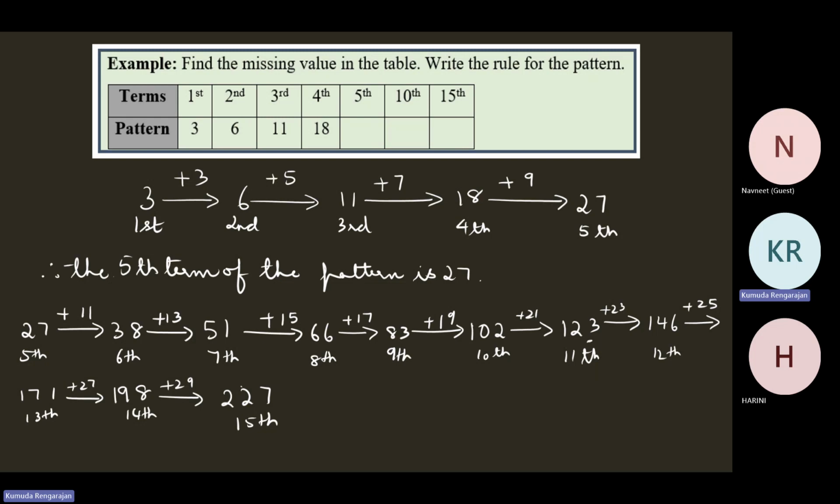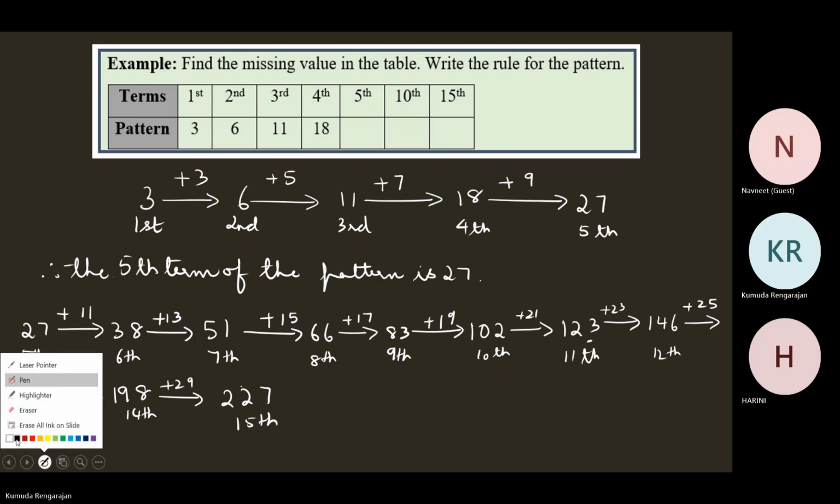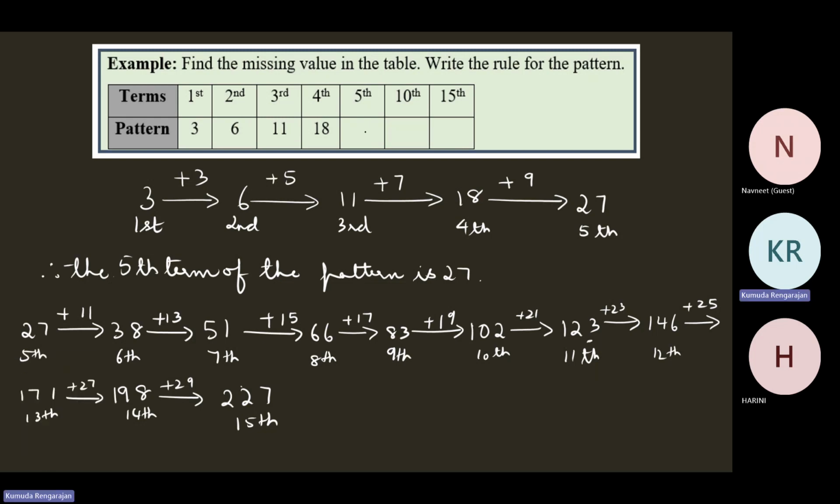So we are able to fill in the table. The fifth term is 27. The 10th term is 102. And the 15th term is 227. But now you see that it's so tedious. It's time consuming.